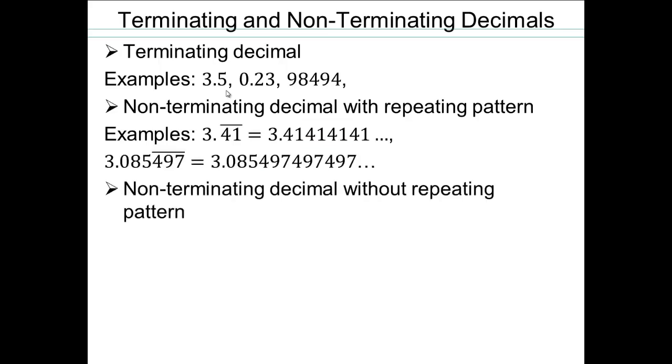Here's another example. For non-terminating decimal without repeating pattern, the digits just keep on going, and there does not have to be any pattern at all. In this particular case, you have a pattern, but it's not a repeating pattern. You can see how there's an extra one, then two extra ones, then three extra ones. So it's not a repeating pattern.